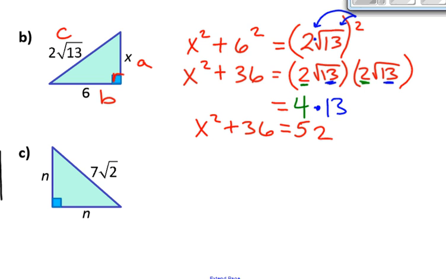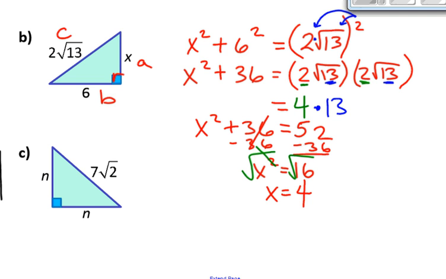I'm trying to get x by itself, so the next thing that I would do would be to subtract 36. So we have x squared equals 52 minus 36, 16. And then x squared equals 16. To get x by itself, we take the square root of both sides. Square root of x squared just becomes x, and x equals the square root of 16, which is 4. So that's my missing side. Okay? We're going to do one more example like that, then we're going to try some different examples.